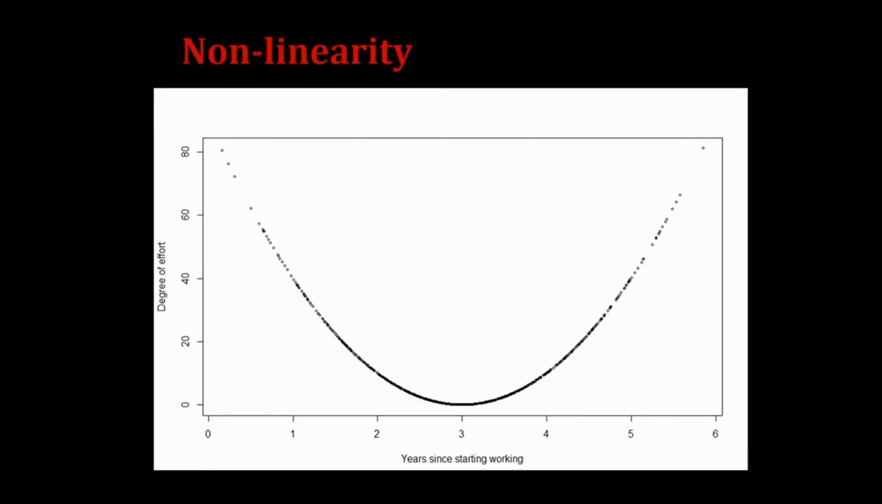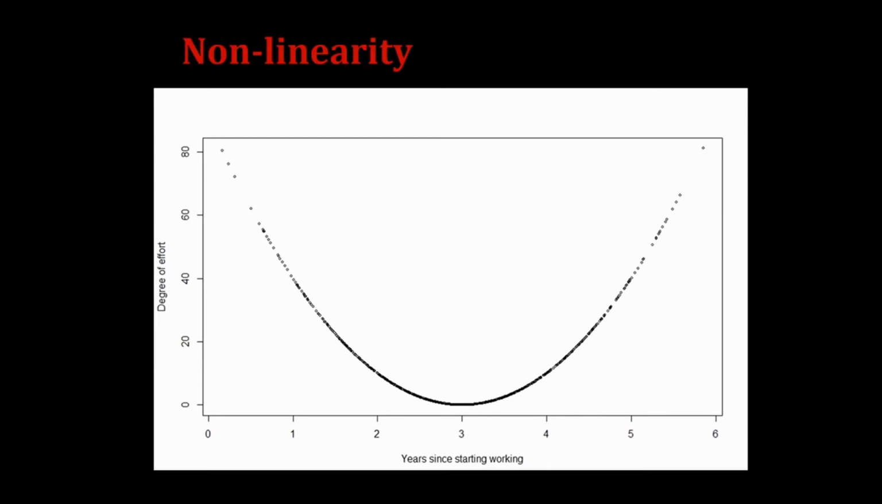Non-linearity is a very important issue. You can obtain a line here that will be close to a correlation of 0, but it doesn't tell you anything about the structure of the data. Here, with a correlation of 0, it could be that there is absolutely no relationship between the two variables, but in this case, there is a relationship.